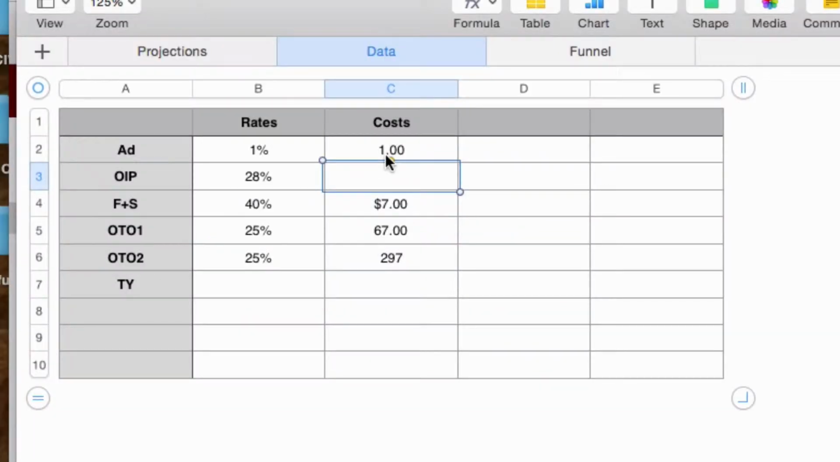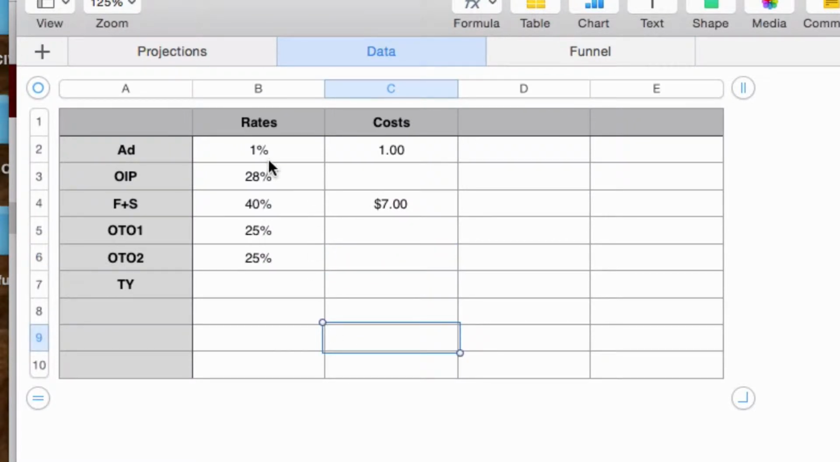Here's the sheet that I fill out before going into that. So the numbers we were talking about were 7, 67, and 297, right? What I want to do is take a quick moment to show you exactly what would happen if all you had was your free book and you weren't selling anything else.